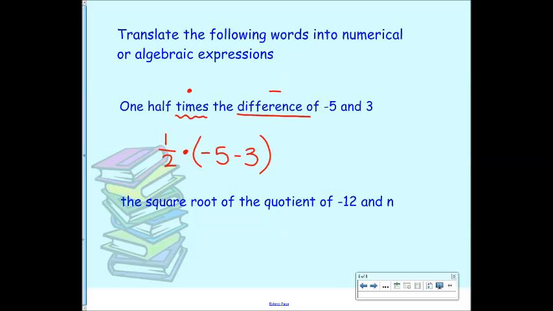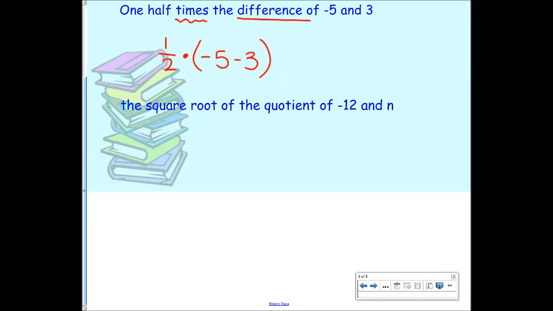So this says the square root of the quotient of negative 12 and n. So what are my keywords there? Quotient means divide. All right, so the square root of the quotient of this, which means what am I actually dividing here? Negative 12 divided by n, how can I write that? I can use this, or I can write it as a fraction. I always write it as a fraction. I just think it looks cleaner. So negative 12 divided by n, and then what am I doing with that whole thing? Square rooting it.